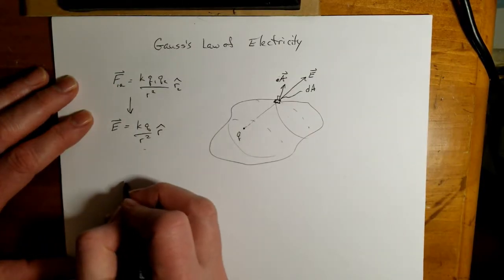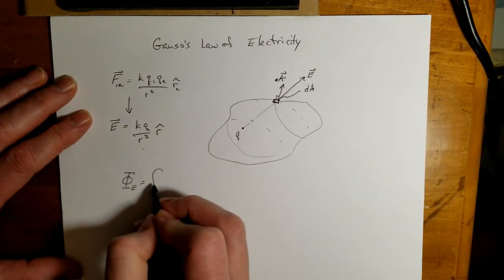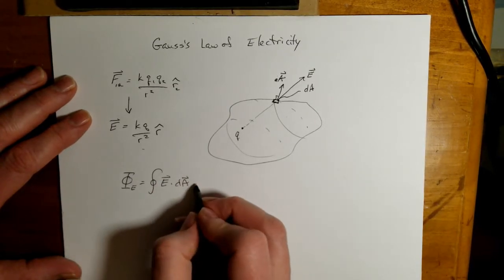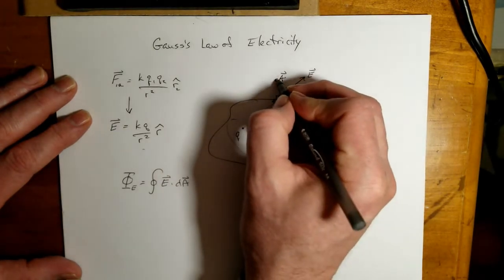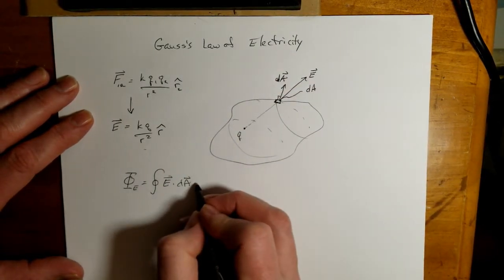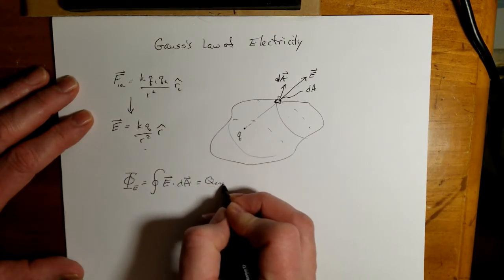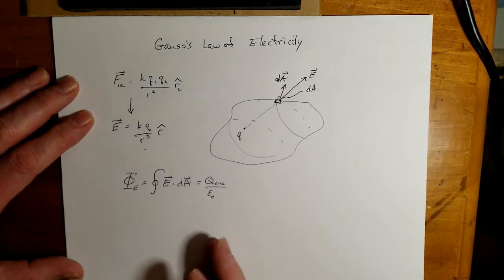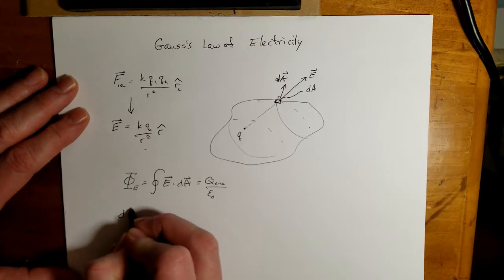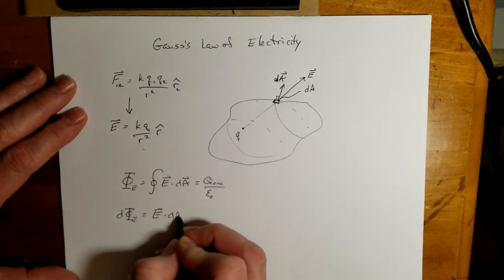So Gauss's law of electricity says that the total electric flux through a closed surface, in other words, the integral of E dot dA, I guess that should be dA, is equal to the total enclosed charge over epsilon sub naught. That is what we're trying to get to. If this is true right here, then the derivative of the electric flux is equal to E dot dA.